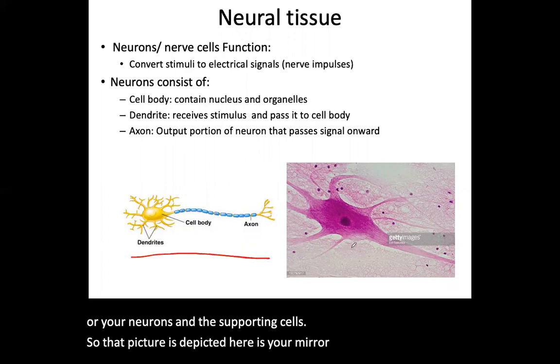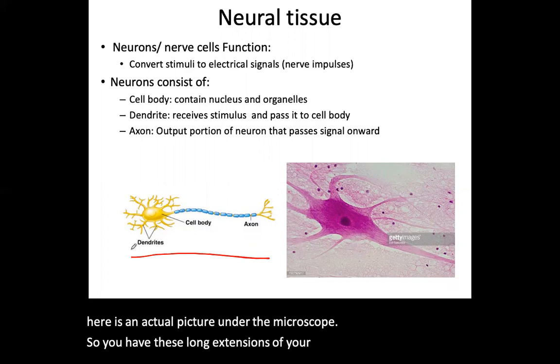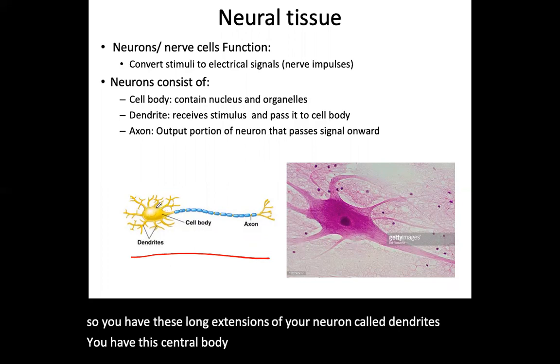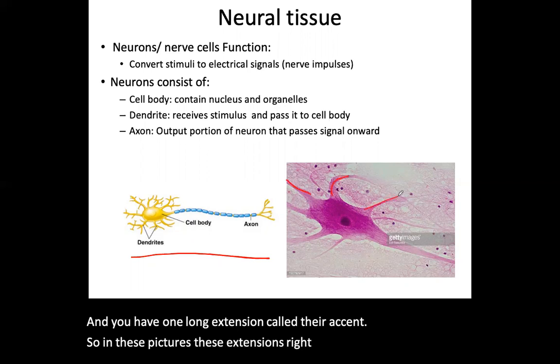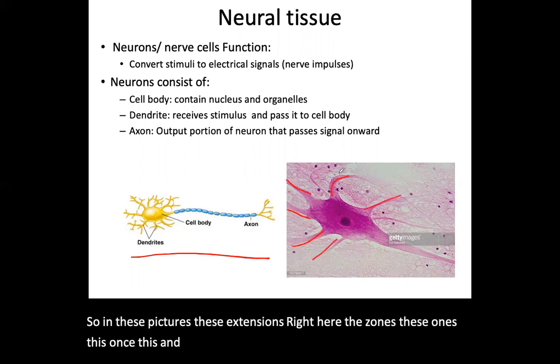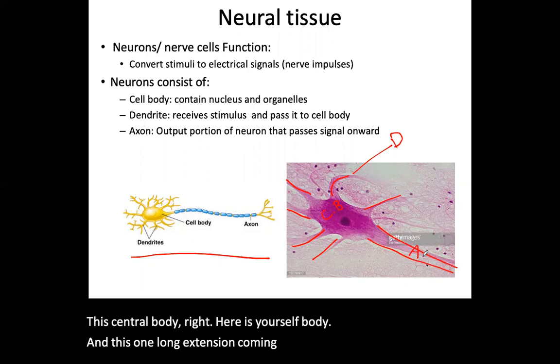Here's a neuron, and here is an actual picture under the microscope. So you have these long extensions of your neuron called dendrites. You have this central body called the cell body. And you have one long extension called the axon. So in these pictures, these extensions right here, these ones, are your dendrites. This central body right here is your cell body. And this one long extension coming out in the back would be your axon.